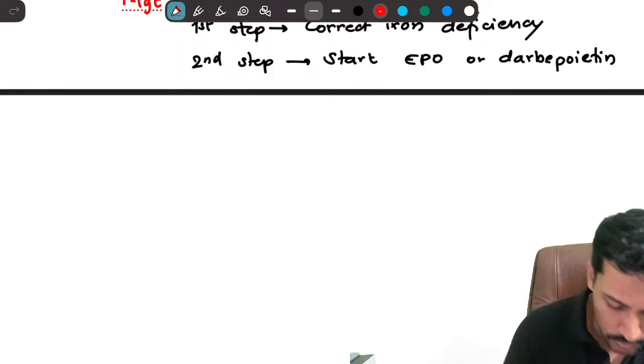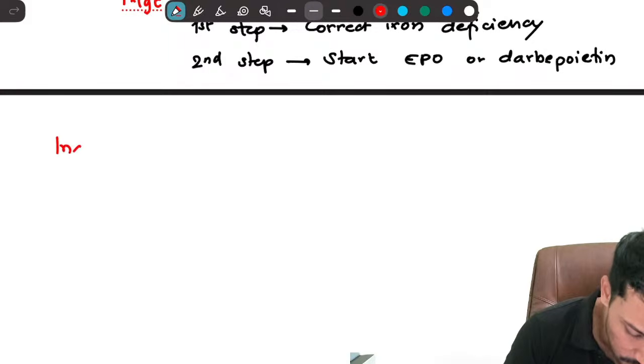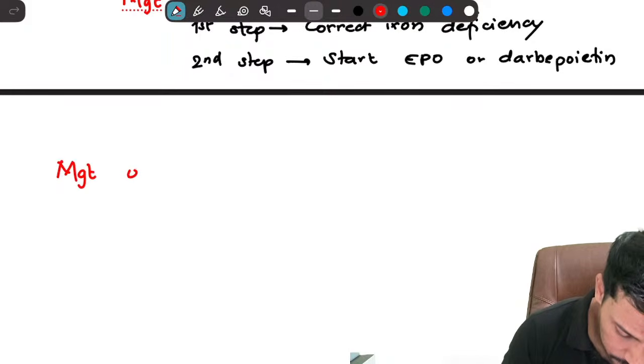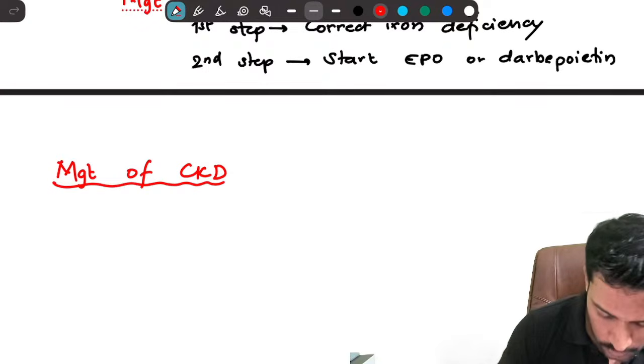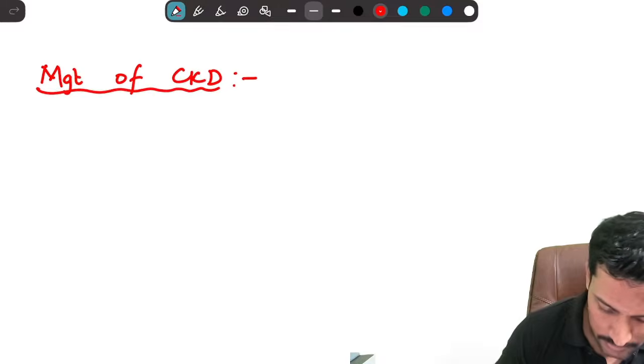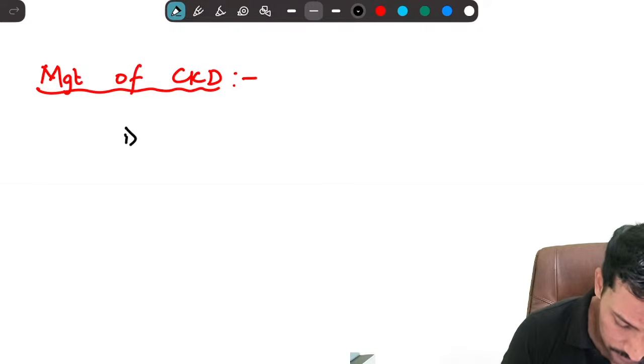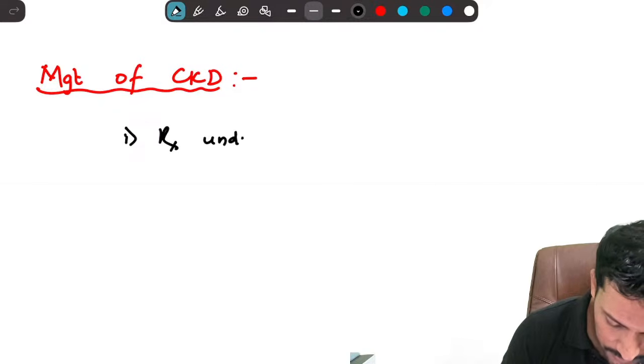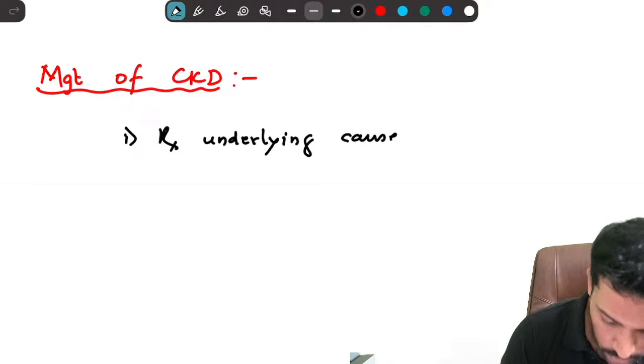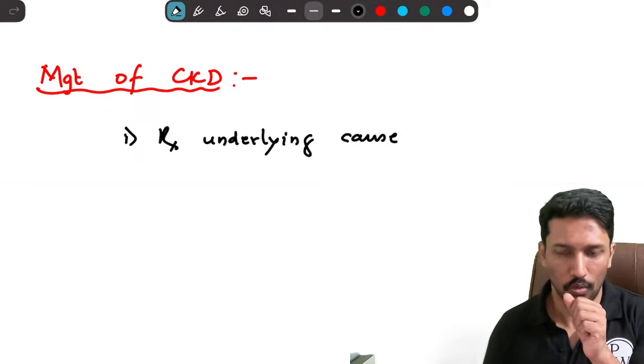So before we close down the complication, let us talk about the management of CKD as a whole. So what can I do when I have diagnosed someone as having CKD? First thing is treat the underlying cause. If it is diabetes or hypertension, control the sugar, BP. That's one thing you need to do.